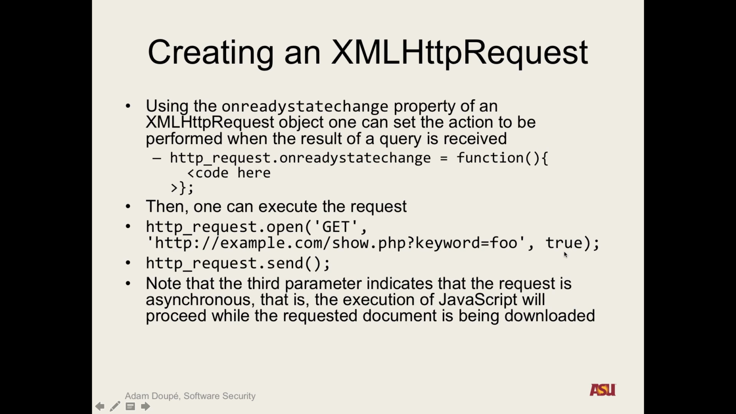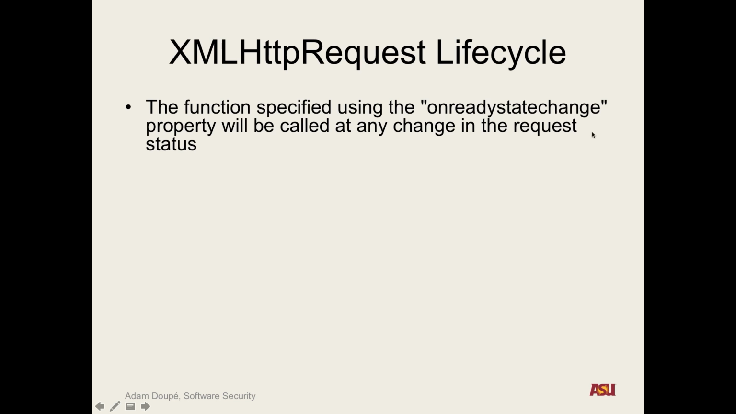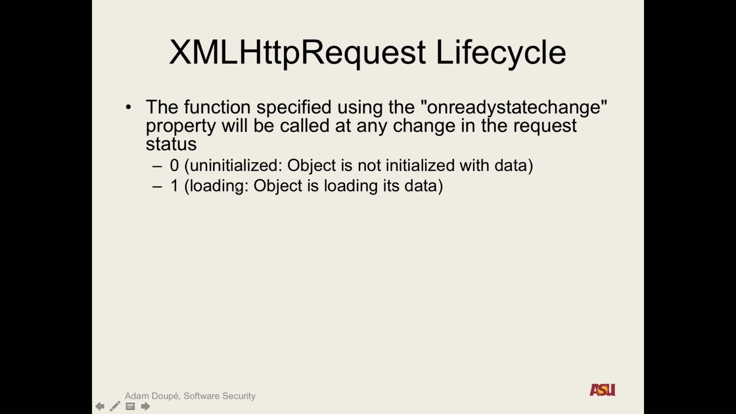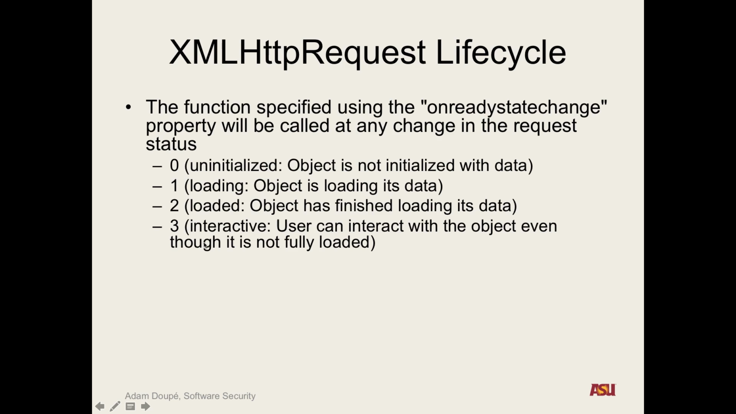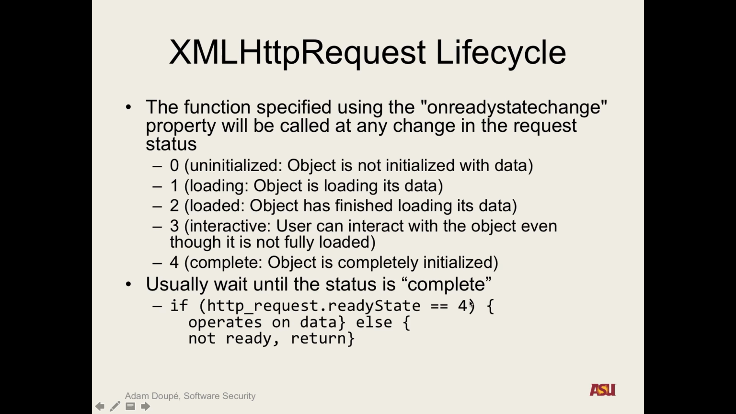The third parameter indicates you can actually do asynchronous or synchronous requests. Asynchronous requests are much more common. The idea is the onReadyStateChange will get called, and it gets passed a value that tells you where it is in the life cycle. So either it's uninitialized, it's made the connection, it's loading the data, it's loaded, then it's interactive, and finally it's complete, where the object has actually finished initializing. So usually you wait until the status is complete. You say if HTTP request ready state is 4, then operate on your data.